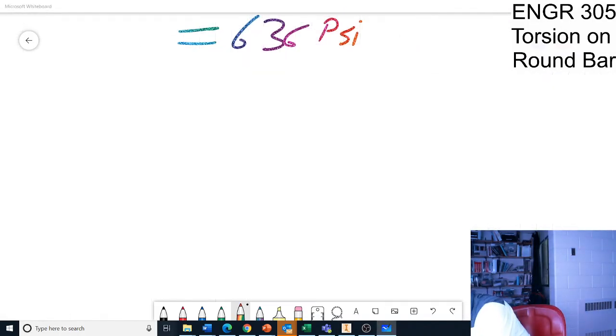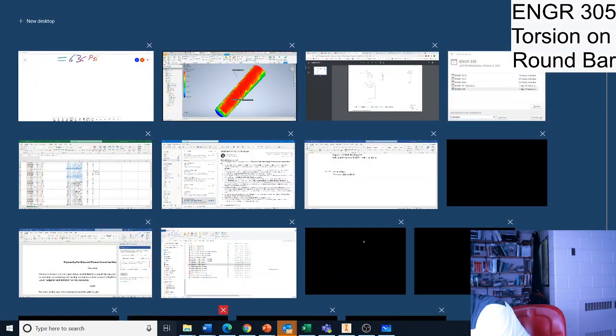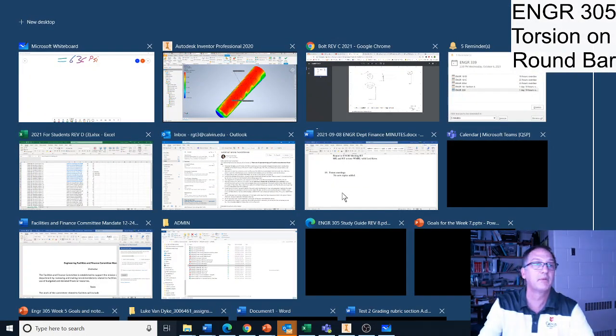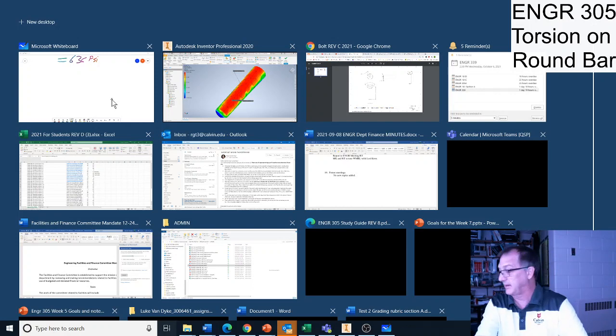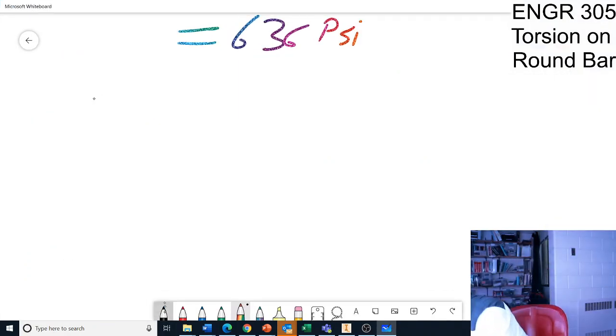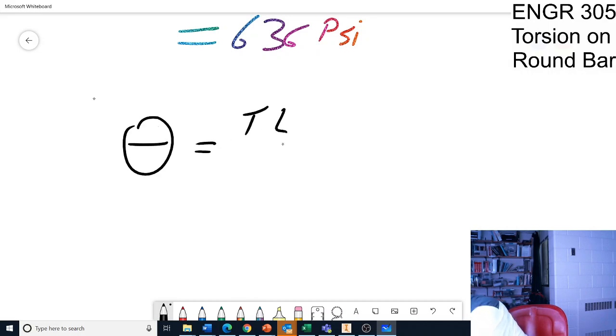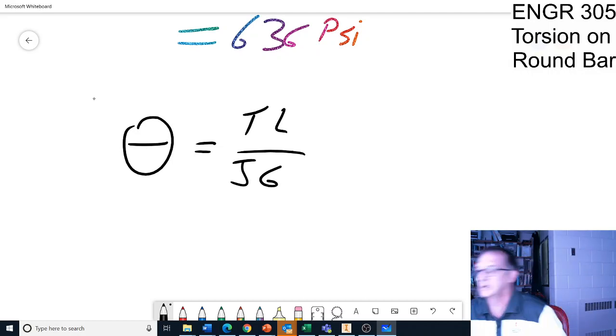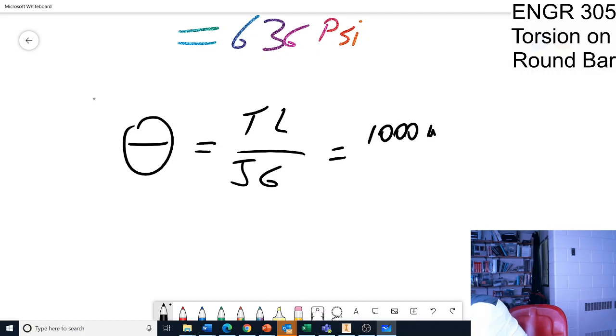The other thing I can look at, and I probably shouldn't do it in the rainbow pen, because the rainbow pen is killing, something's killing my processing time. I can look at theta, which is equal to TL over JG. Okay. Torque: 1,000 inch pounds. L, 10 inches. Picked it strategically.